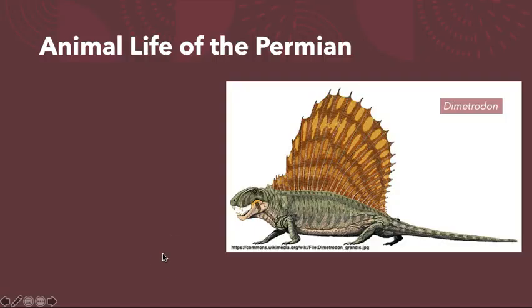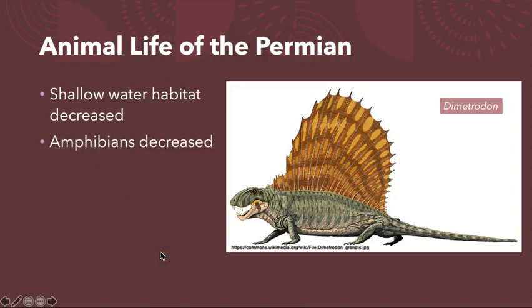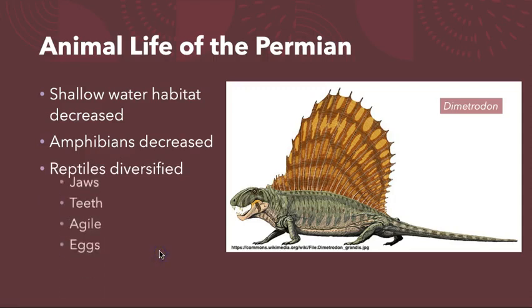Shallow coastal seas continued to shrink, and so did the habitat for shallow marine organisms. As many swamps dried up, amphibian populations also declined, as reptiles diversified and spread across the land. Reptiles, like the Dimetrodon, evolved strong jaws and sharp teeth. They could also move more quickly and had the advantage of using eggs for reproduction. These advantages allowed reptiles to outcompete amphibians in many habitats.